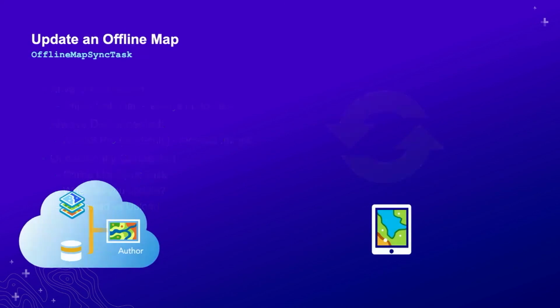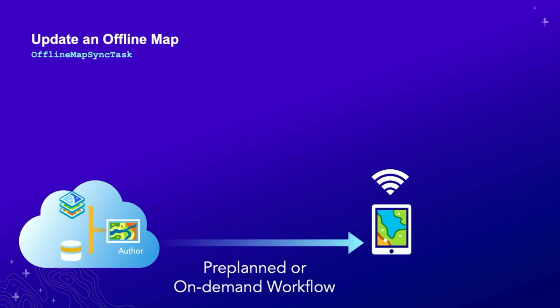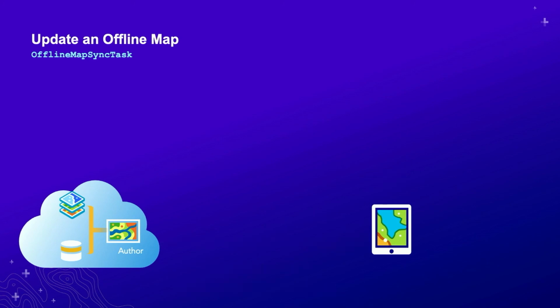So here we have an example of a map that's been created in the cloud. It's in my portal, whether it's enterprise or online. And I've got a connection to the internet, so with pre-planned or on-demand, I can get the map and its corresponding data onto my device. And at that point, I could now go disconnected and be working disconnected from the network.